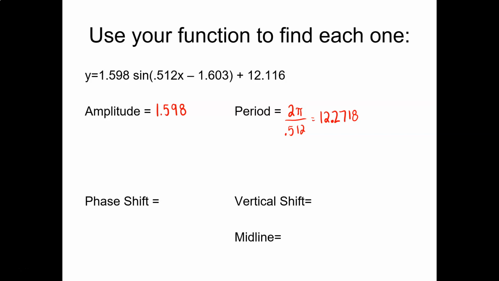Okay. Caitlin, what about the phase shift? How do we find it? C over B. So what's our C for this one? And B. And so 1.603 divided by 0.512 is going to give us 3.13086. And would that be to the right or to the left for this one, Caitlin? Right.